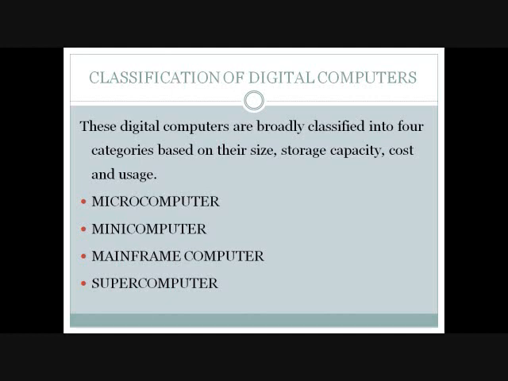Then mainframe computers, they are much larger than the mini computers and hundreds of users can be connected to it at a time. And then the next one is supercomputers. They are the most powerful computers in terms of processing speed and memory.